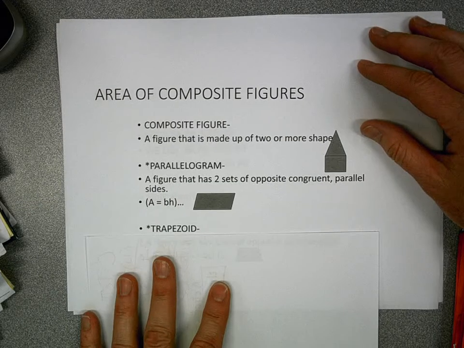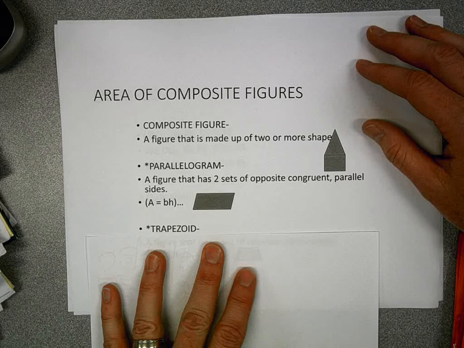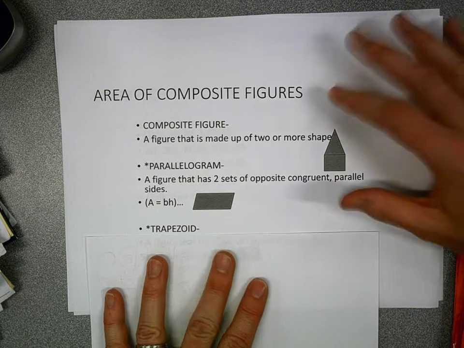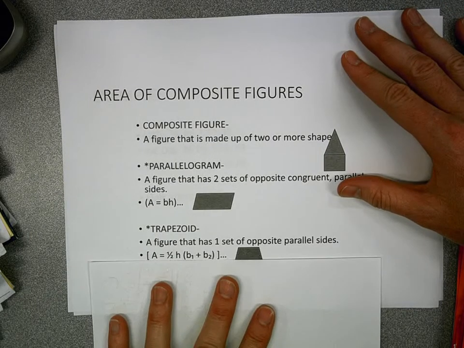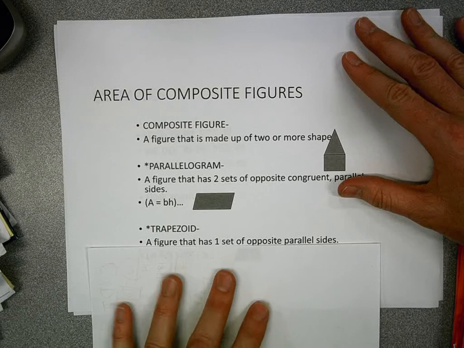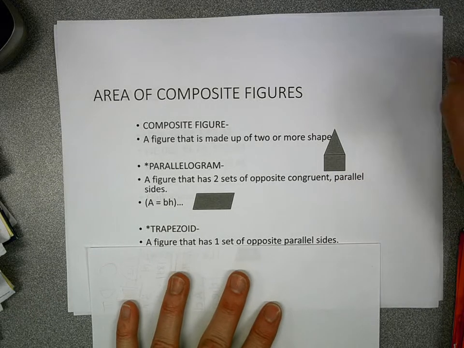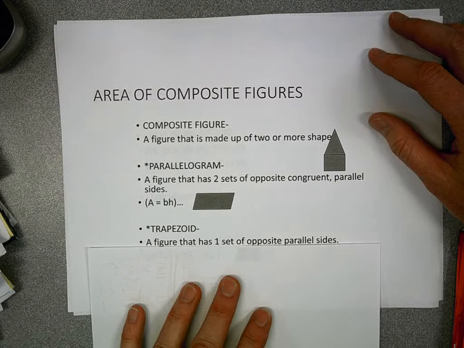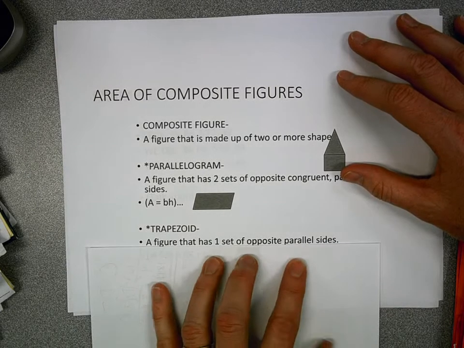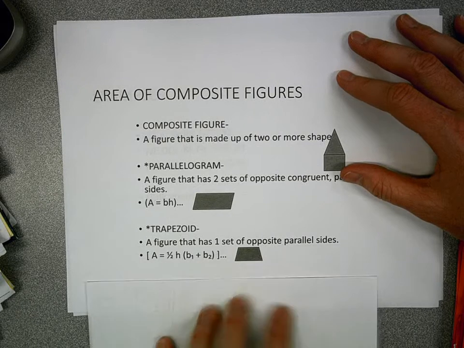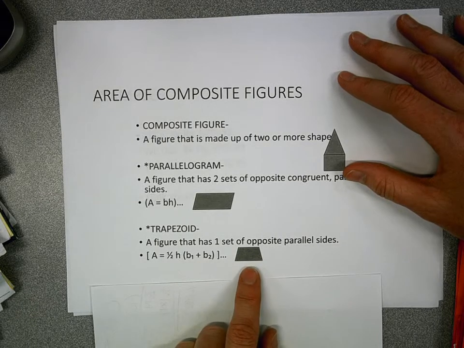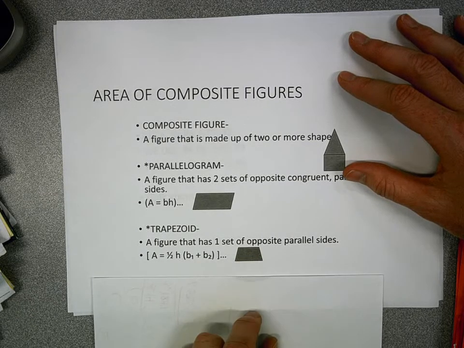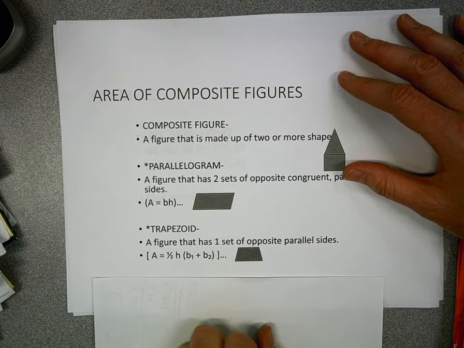All right, and then our last word is trapezoid, everyone? Trapezoid. So you will come across a trapezoid in your homework, and this is a figure that has one set of opposite parallel sides. So for example, that would be a trapezoid. The top and bottom are parallel. However, of course, the left and right side are not.